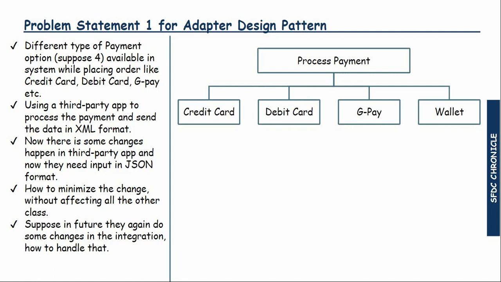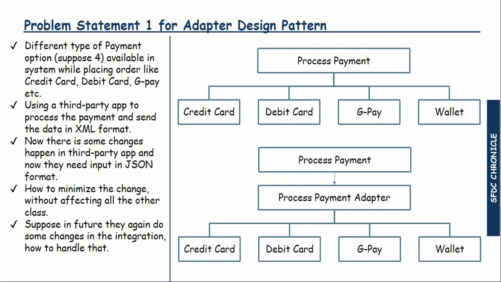So we have a class called process payment that connects with the third party app, the integration present in the process payment class. The credit card class calls the same class, the debit card class calls the same process payment, same for GPay and wallet. Now let's see how to solve this particular problem using the adapter design pattern.